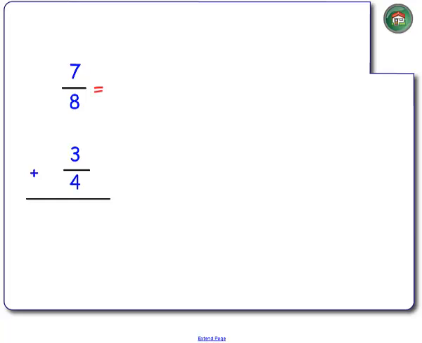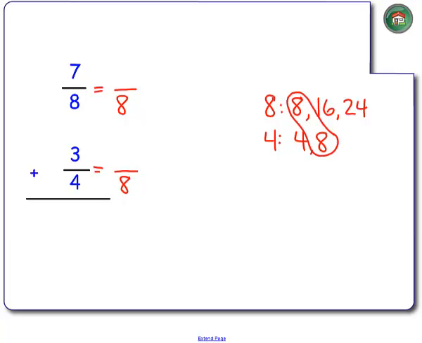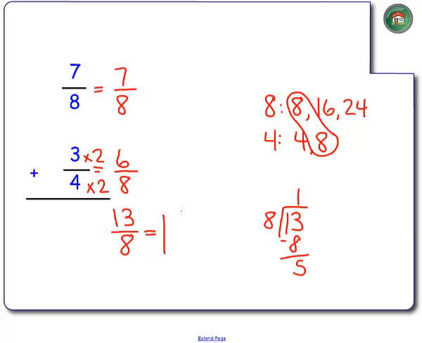On this one, I knew that 8 was the least common denominator. I could list them out here. So I changed the bottom number. I multiplied 4 times 2, and the bottom fraction, the numerator, 3 times 2 is 6. The top one, I didn't have to change at all. When I add it, I have 13/8. That's an improper fraction, so I divide 13 divided by 8, and that equals 1 and 5/8.